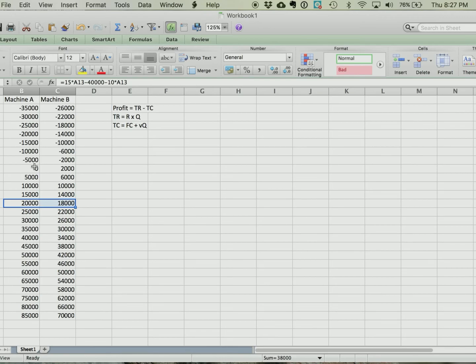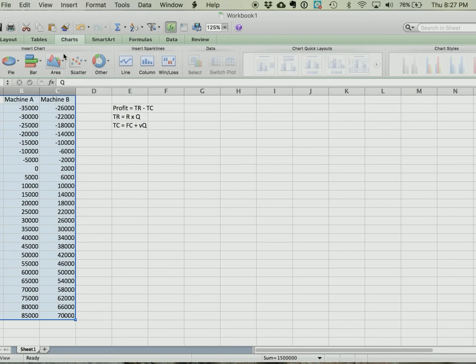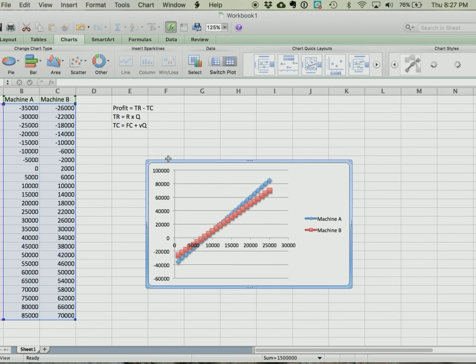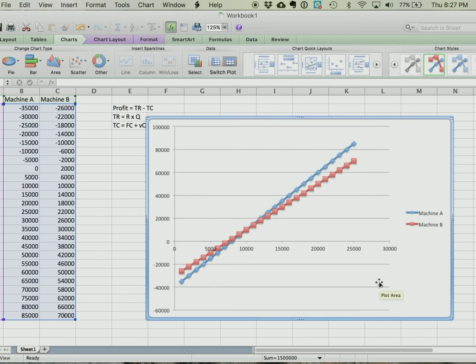The added benefit of doing it here in Excel is that now we can highlight this information and insert a plot, so we can look at all of this on a graph. So let's insert a chart. You can insert a chart, or you can do it from the tabs. We're going to do a scatter plot, and we can have it give us some nice smooth lines. Let's make this bigger so we can see it better. What we see on the horizontal is the quantity, and on the vertical is the profit.